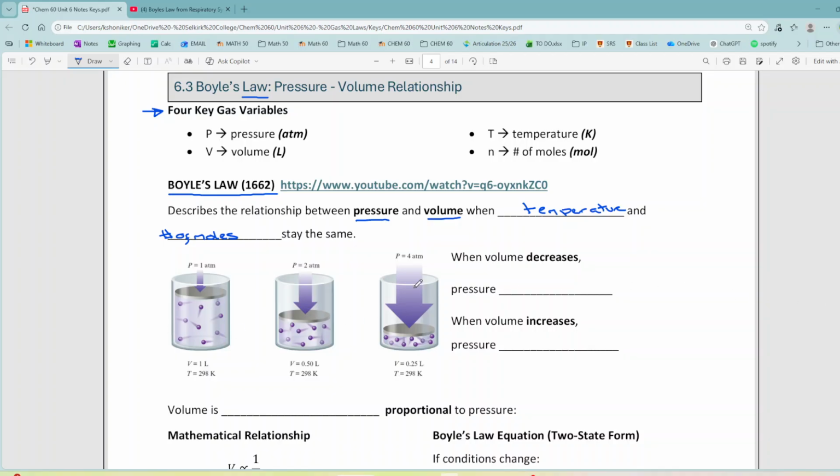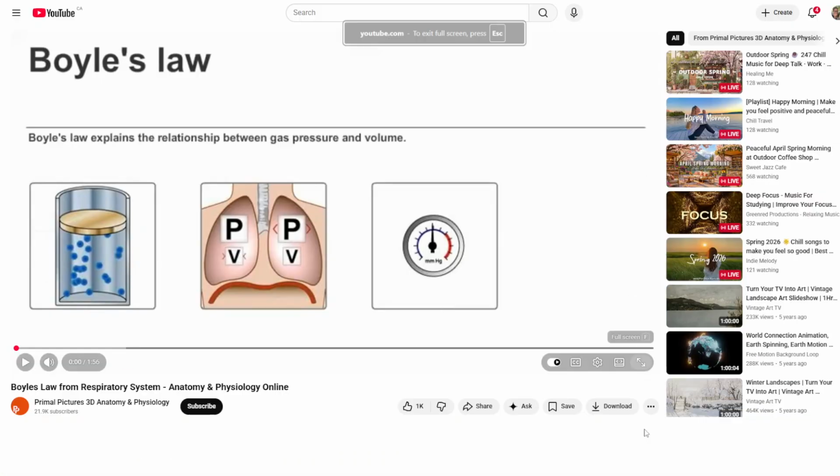Now, instead of me going through and showing you on these pictures what's happening, I'm going to just throw this quick little video on Boyle's law up.